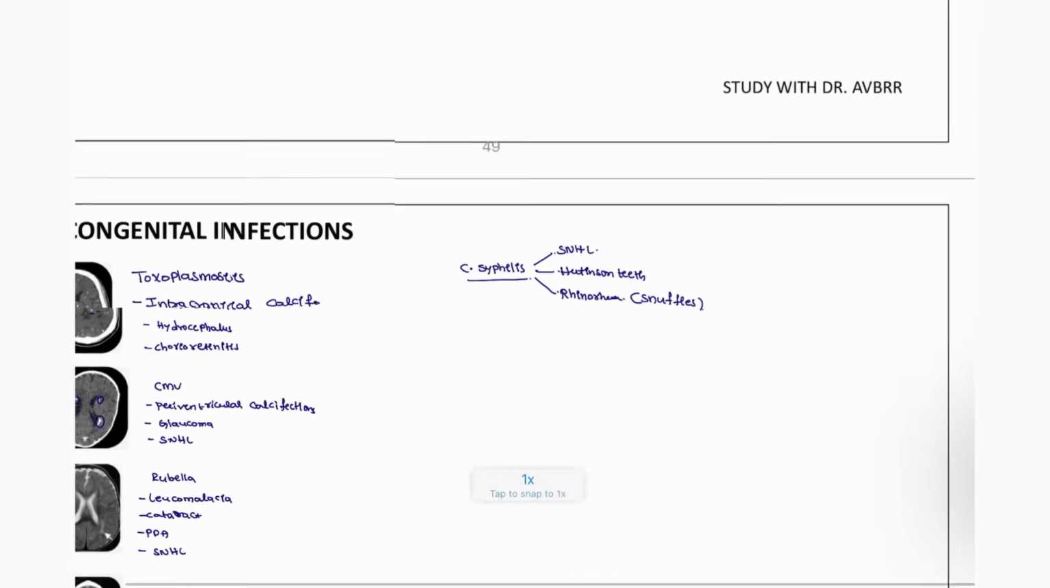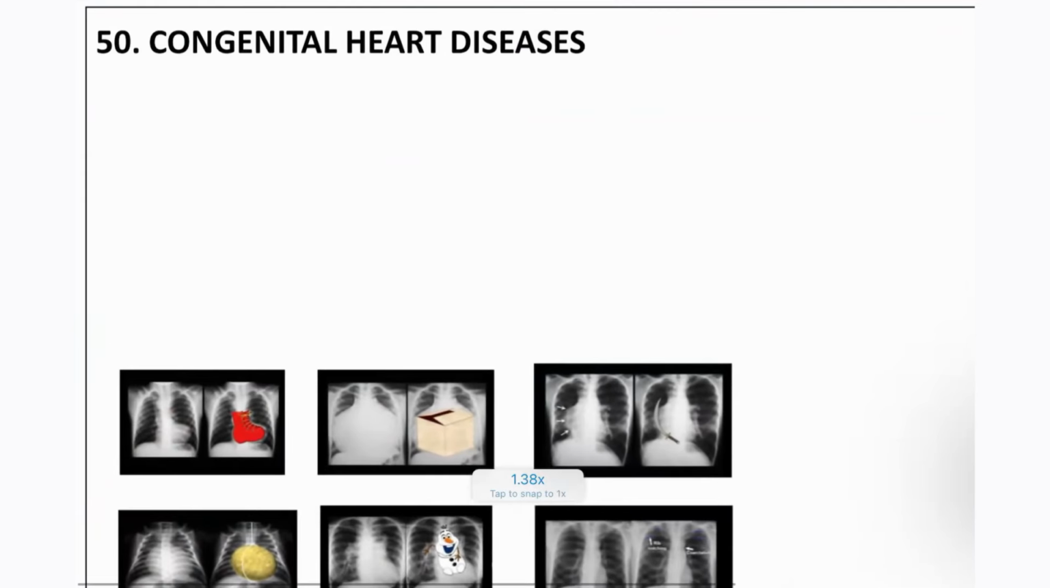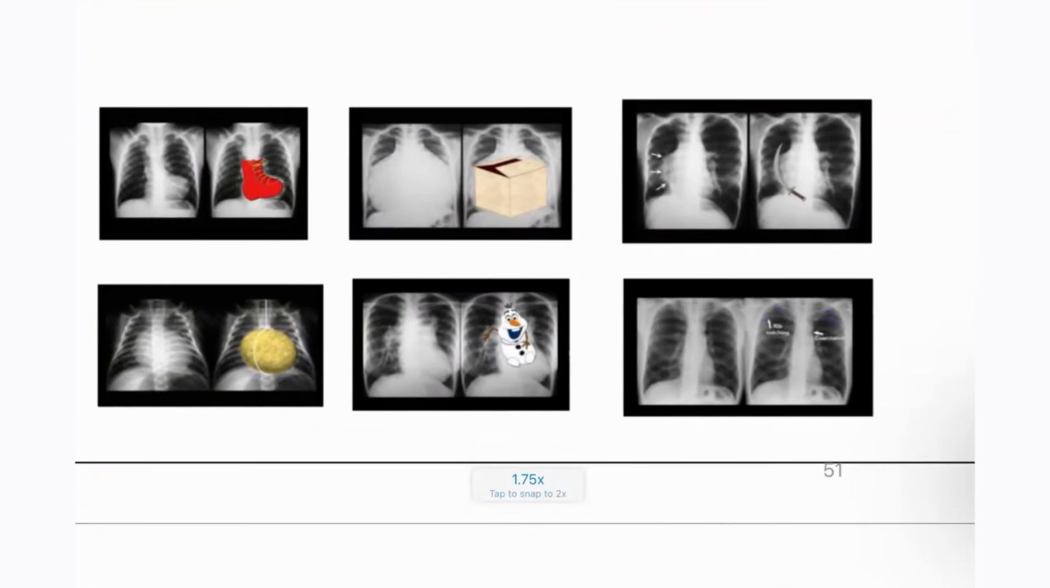Okay, next, moving on to the important topic, congenital heart diseases. By the pictures here you can see these congenital diseases. The first one is the tetralogy of Fallot, and this is Epstein's anomaly. This is partial anomalous pulmonary veins. Next, this is transposition of the great arteries. It is total anomalous pulmonary veins, and this condition is coarctation of the aorta. These are the important X-rays that you have seen.